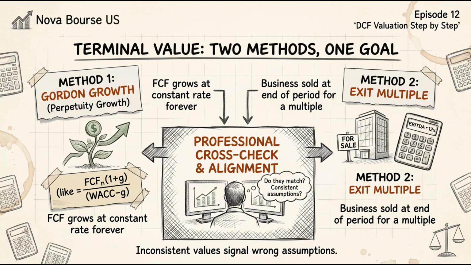Now we reach the terminal value, which captures all cash flows from year 6 to infinity. Since we cannot forecast individual years that far out, we use two shorthand methods.